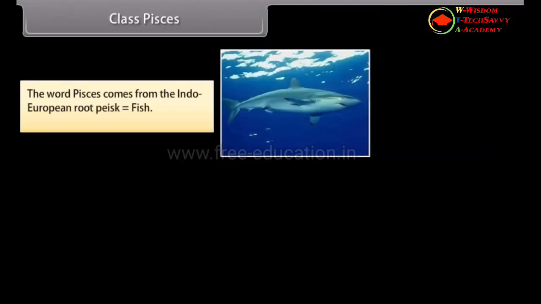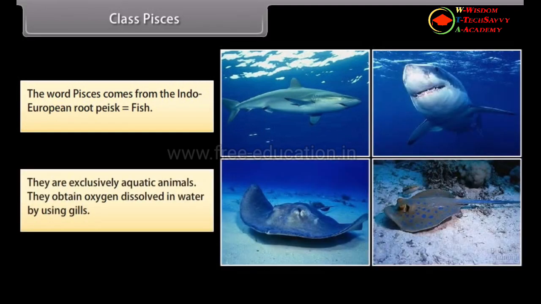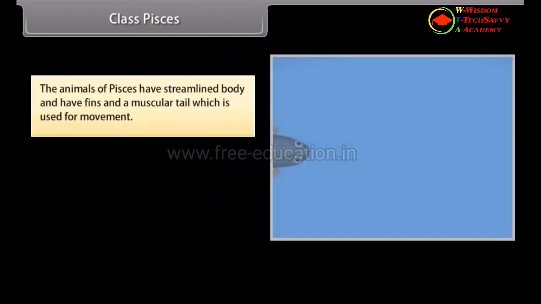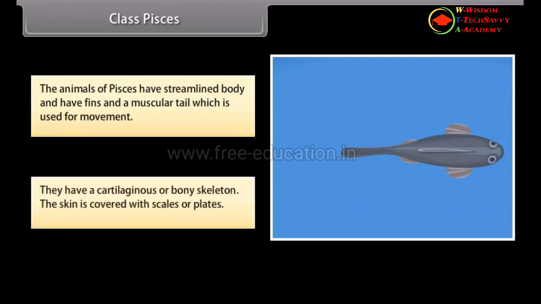Class Pisces. The word Pisces comes from the Indo-European root pesk. It means fish. They are exclusively aquatic animals. They obtain oxygen dissolved in water by using gills. The animals of Pisces have streamlined body and have fins and a muscular tail which is used for movement. They have a cartilaginous or bony skeleton. The skin is covered with scales or plates.